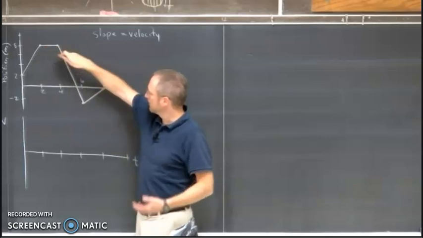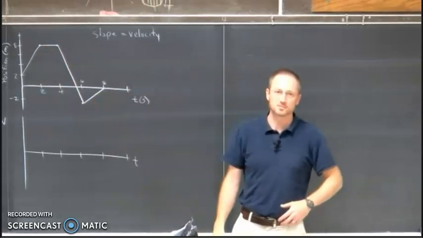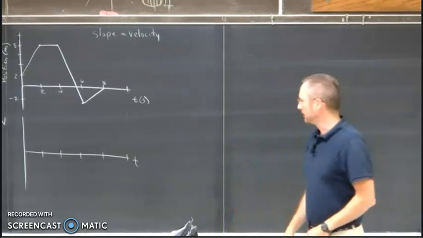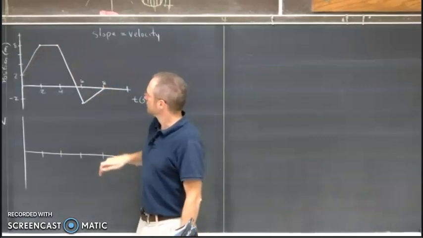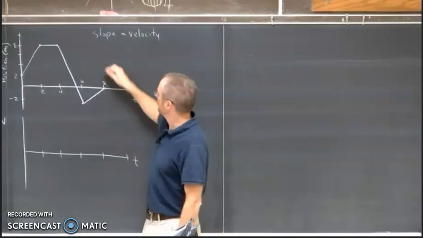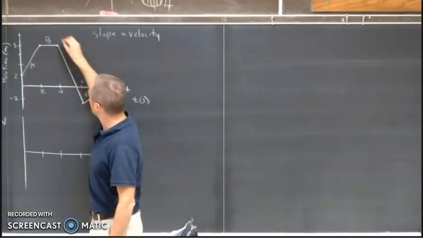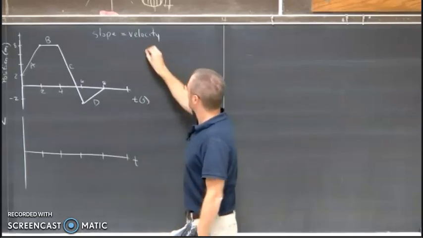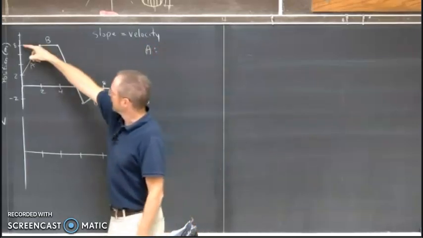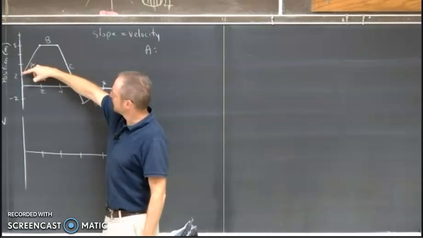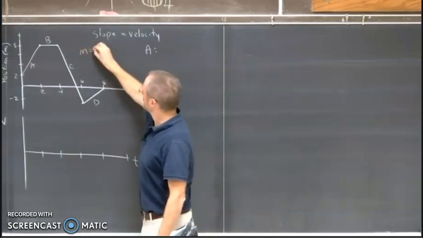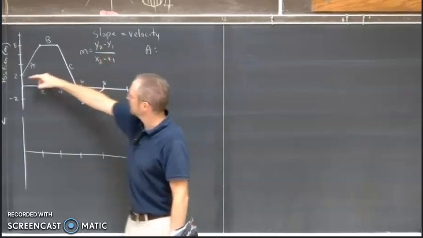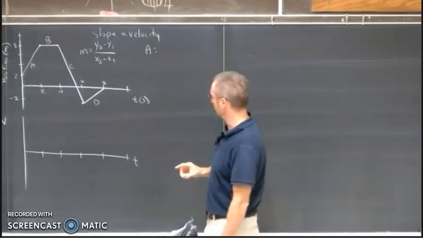The slope of this line and the slope of this line, each slope of each line segment tells us how fast the object is going. Now, the way I have this set up, we have 4 line segments, so we can find 4 different slopes. So let's label these A, B, C, and D. For A, we're going to have a displacement of 6, so it goes from 2 to 8. Remember, slope is y2 minus y1 over x2 minus x1, and in this case, the y's are the positions and the x's are the times.